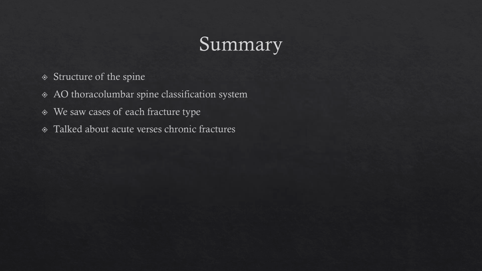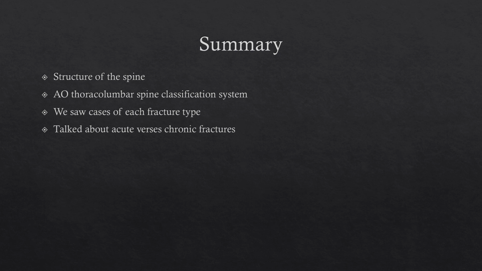So we've talked about the structure of the spine, talked about the AO thoracolumbar spine classification system, and we saw examples of each fracture type. We've talked about acute versus chronic vertebral body fractures, and we talked a little bit about management with vertebroplasty.